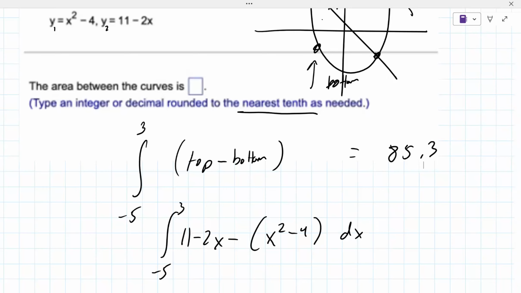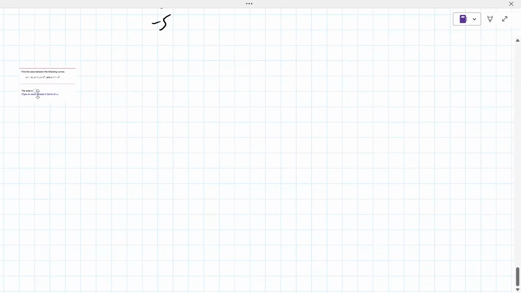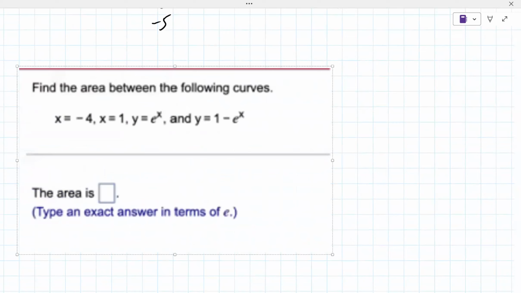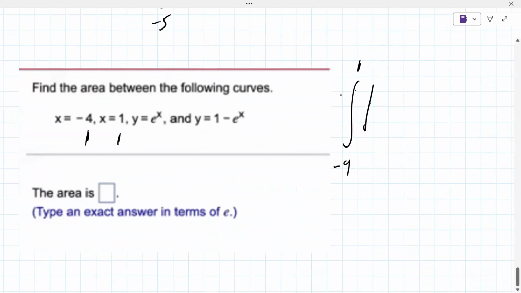Any questions before we move on to the next one? No. Okay, all right, here we go. Find the area between the following curves. So again, it's an integral. This time they give you the x values right there, so you just use those. And then you could graph to figure out which was the top or the bottom. But like I said, it doesn't really matter if you use absolute value.